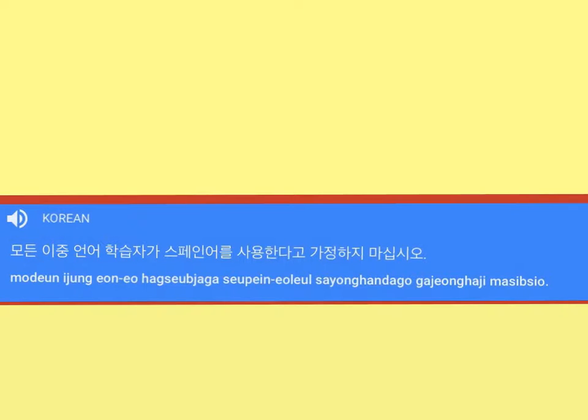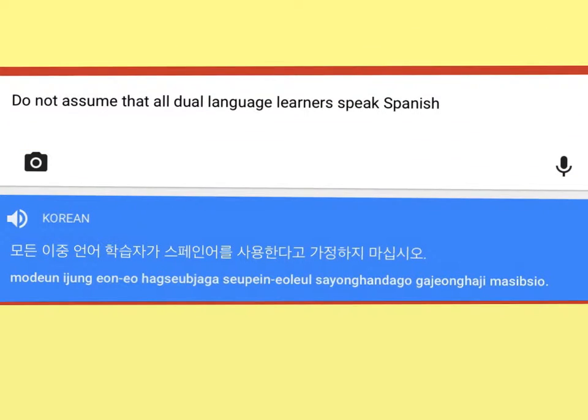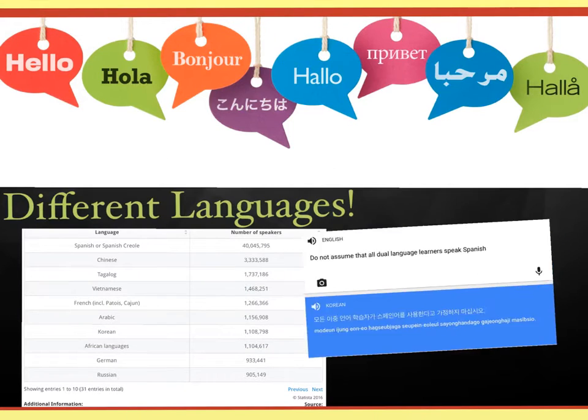So, I'm guessing, unless you can speak Korean, you probably don't know what the line above says. And if it weren't for the bottom line, you probably wouldn't be able to sound it out either. Imagine that's what it feels like for a student from Korea to come over and see our language and not only not understand what it says or what we're saying, but not even be able to sound out the written language. If you're curious, the line below says, "Do not assume that all dual language learners will speak Spanish," which is very important to keep in mind when teaching.